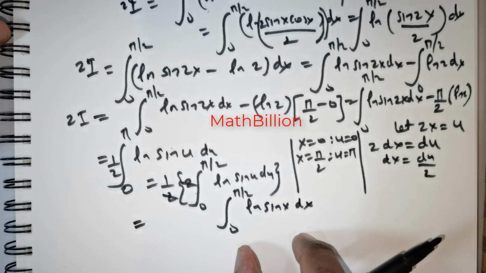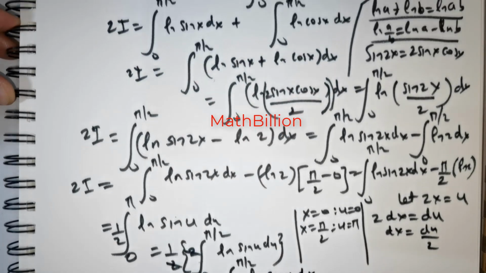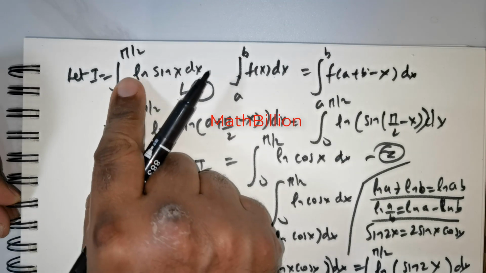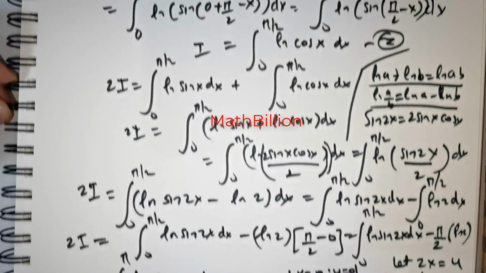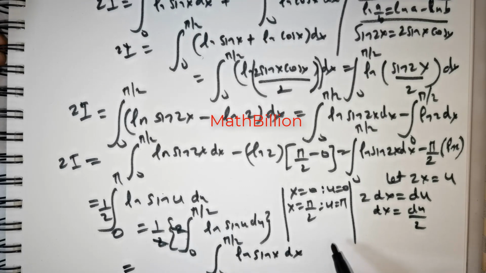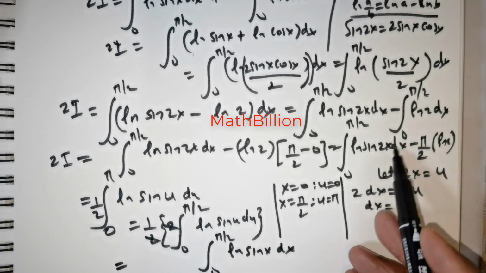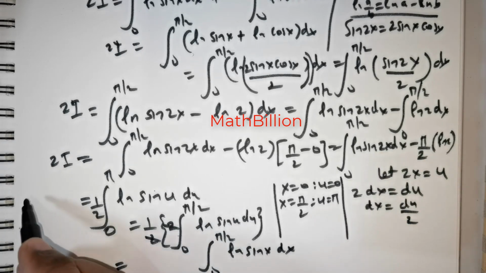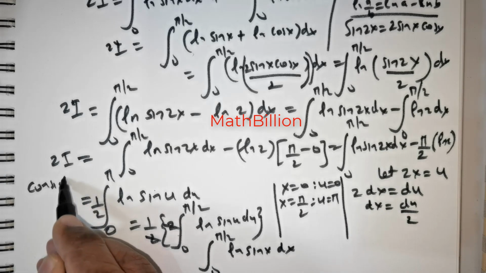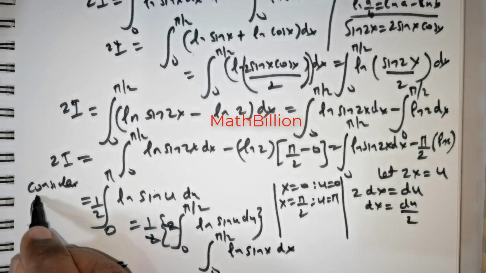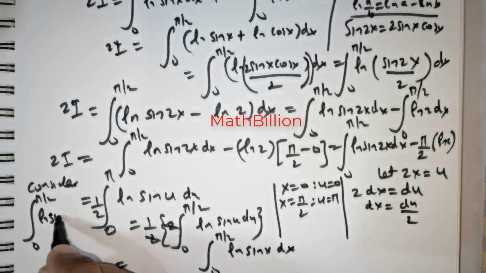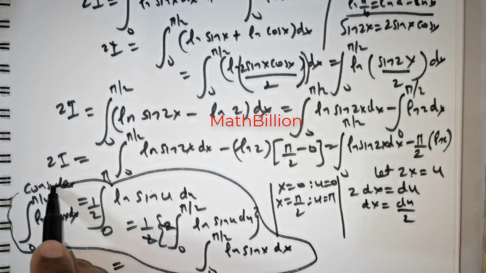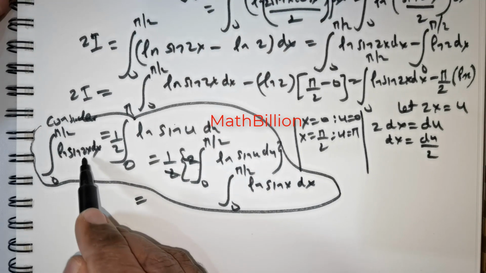Now we actually started with this I. You remember? I is equal to integral 0 to pi over 2 of ln sin x dx. So that is going to be the outcome here. But we have this constant here. I have just shown you the integration of this quantity. Probably I will just say, consider integral 0 to pi over 2 of ln sin 2x dx. So this is the integration for ln sin 2x dx.